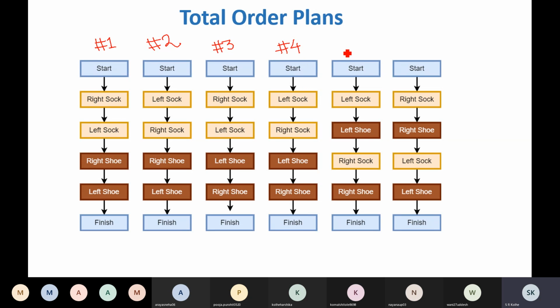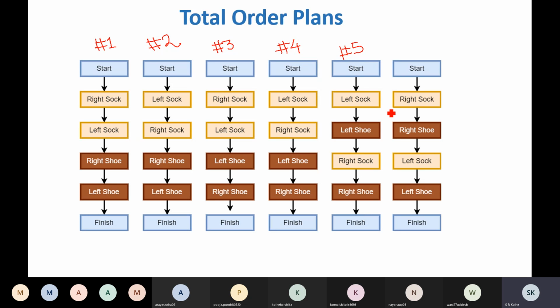Fifth possibility, you first wear the left sock. The sock has to be worn first. Left sock, then left shoe, right sock, and then right shoe. Still no problem. Here, left shoe on and right shoe on will be true at the end.